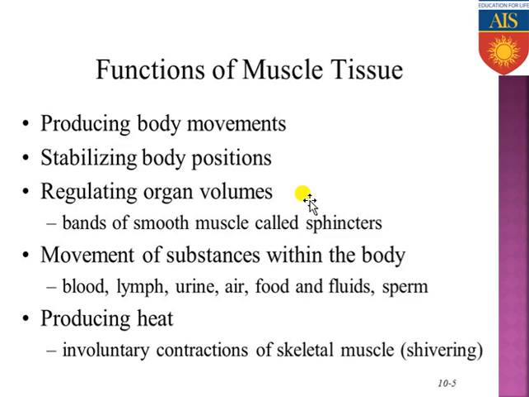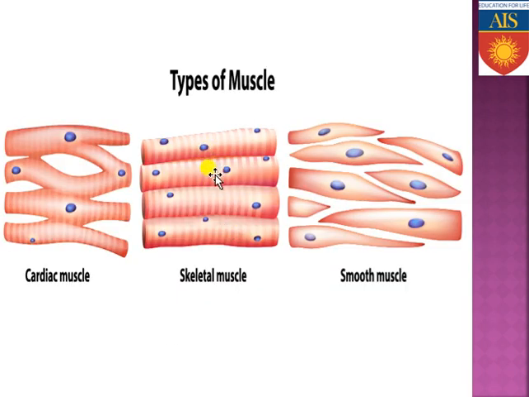Producing heat: this muscle tissue supports our skeletal structure, as I have already told. When we are performing voluntary actions, like running and walking, due to contraction and relaxation of the muscle fibers, heat is produced. Also, during the winter season, through the shivering of the skeletal muscles, heat is produced in our body, and by that we can resist the cold.